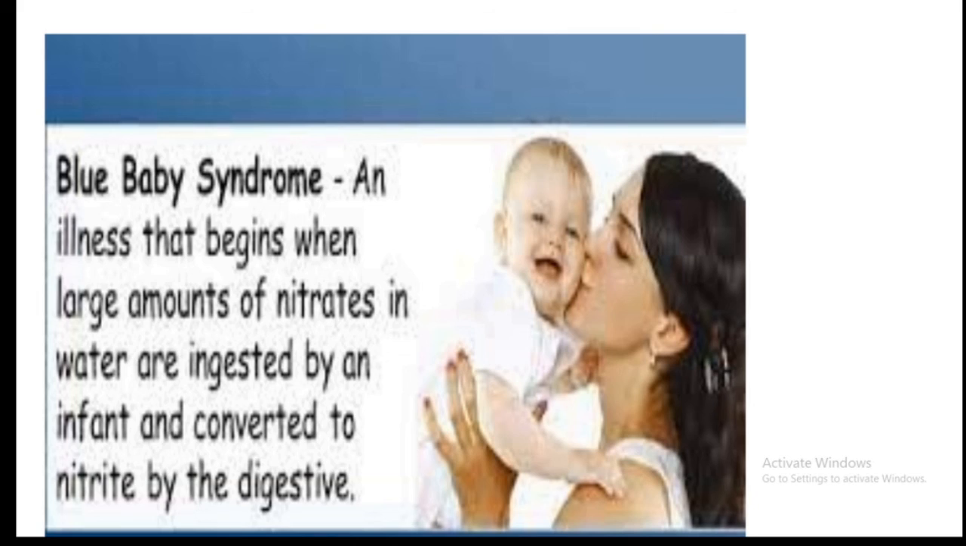So, pregnant women drinking contaminated water can have children which are blue in color, and this is called blue baby syndrome. So, these are the after effects of water contaminated by fertilizers and pesticides. And in the next class we will learn water pollution by toxic metals.